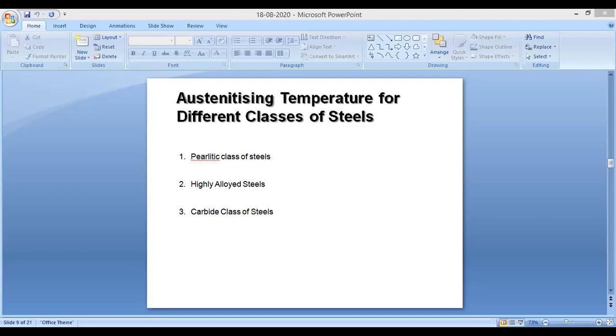So the austenitizing temperature for highly alloyed steels we are going to discuss now. First comes the austenitic class of steels. In these alloy steels, austenite is a stable phase from room temperature to high temperatures. Austenite does not undergo phase transformation, neither on heating nor on cooling. So no grain refinement is possible by phase change. The main aim of heating is to obtain single-phase homogeneous austenite at room temperature.